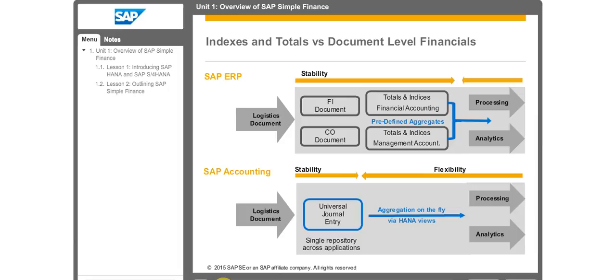With this aggregated data in the indices and the totals in these different views, you can now proceed with processing and analyzing the values. In SAP Accounting powered by SAP HANA, the same logistics document writes directly into the Universal Journal Table, which is a single repository across all financial applications. There are no indices, no pre-configured totals tables, and everything for processing and analyzing your values and data is now completed on the fly through SAP HANA views. This, of course, gives you tremendous flexibility compared to the traditional approach.